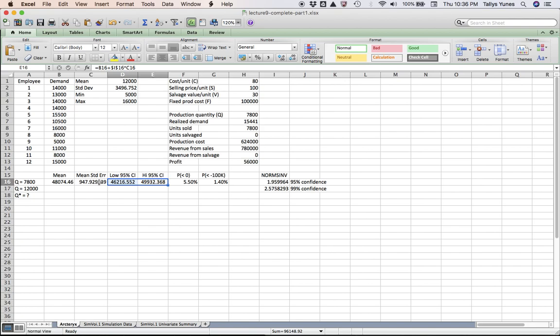So now what this means is the following. If I were to run the simulation 1,000 times, and for each of them calculate a mean value, 95% of those, or 950 of the 1,000 times, I would see a mean value that is between $46.2 thousand and $49.9 thousand. This is how confident I am about this particular mean value.